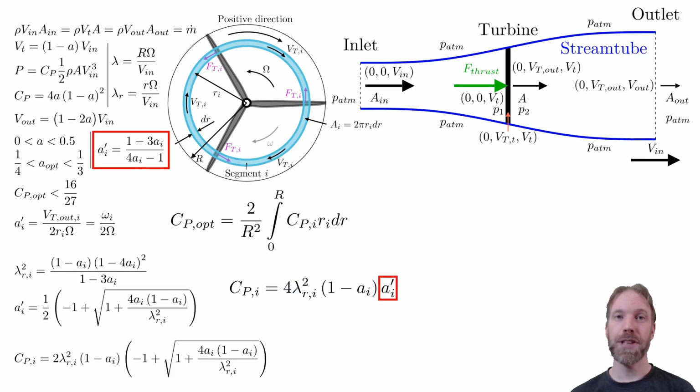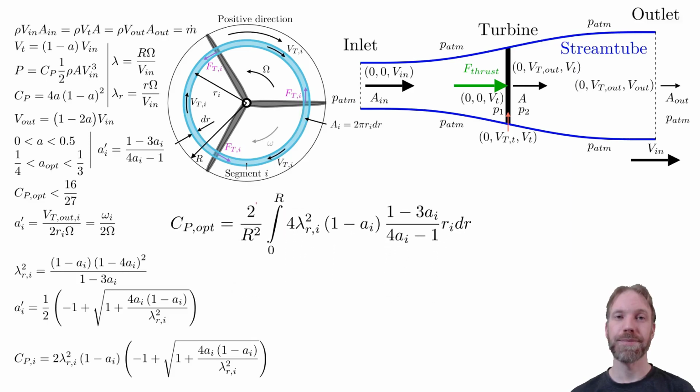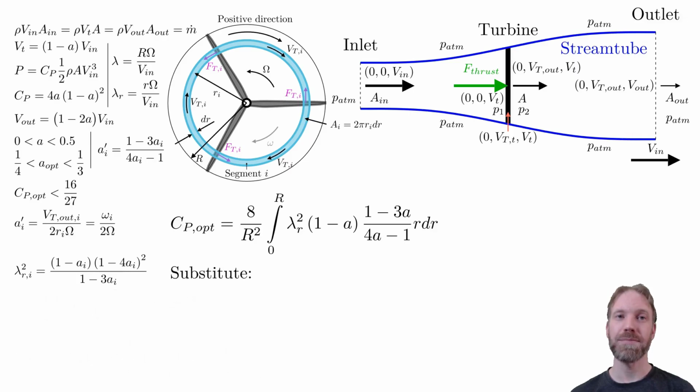Replace a prime with the optimal value. Insert into the equation for the optimal power coefficient. 2 times 4 is 8. As it now is an integral, we can drop the subscript a for all terms. This is an integral where both a and lambda are functions of the radius.